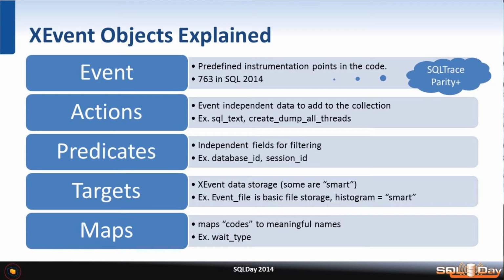And then finally, maps. This is really interesting. A lot of events have different codes, like a wait type has a number associated with it. And if you want to find the corresponding name of that type, of that code, you would look at the map data to figure that out. So those are the basic objects.